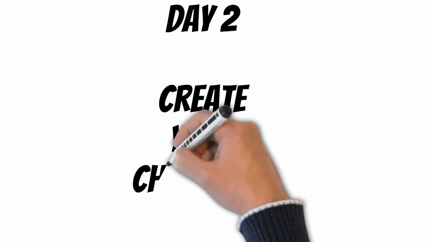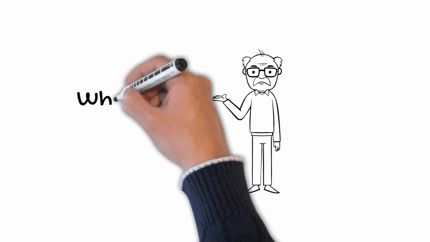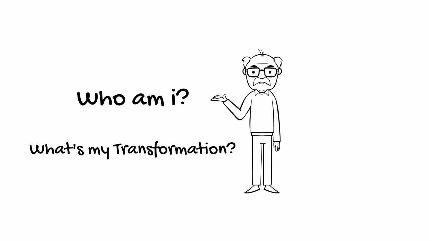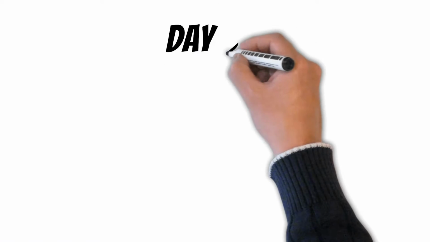So for day two, you want to create your character bios. For the bios, you're going to give a brief description, mostly try to do psychological, so you'll know the transformation your character will be taking. On day three, you're going to write an outline for act number one.